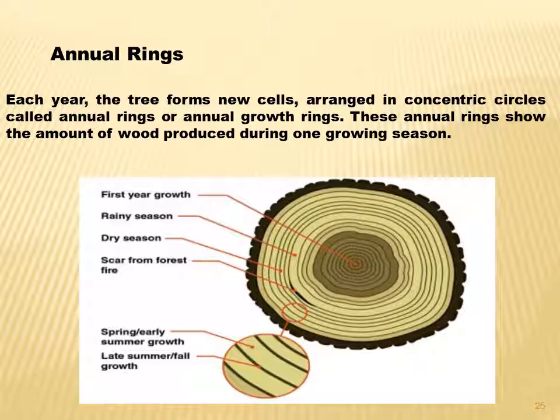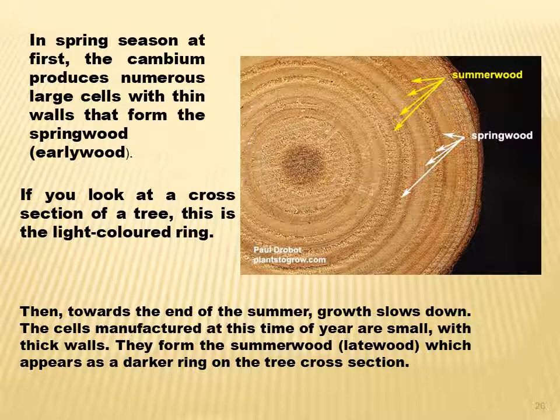So there is a clear difference between the spring or early growth that is lighter in color while the late summer or fall growth is darker in color. So these are showing the growing pattern of the tree and also the different seasons. In spring season, at first the cambium produces numerous large cells with thin walls that form the spring or early wood. So the wood produced during the spring season is called the spring wood or early wood and has thin walls. If you look at a cross section of a tree, this is the light colored ring.